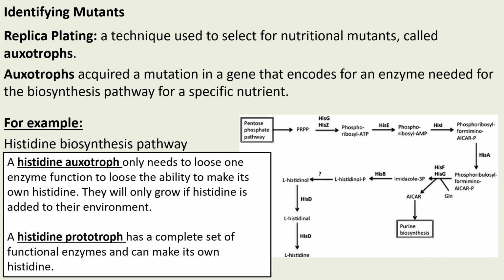Now, a bacteria that can make the amino acid histidine doesn't need to have it added in its media in order to grow. Instead of being called an auxotroph, it will be called a histidine prototroph. This bacteria will grow whether or not the amino acid is added in its environment. Thus, replica plating will allow a microbiologist to identify the auxotrophs from the prototrophs. And the key point here is to actually identify the auxotrophs.